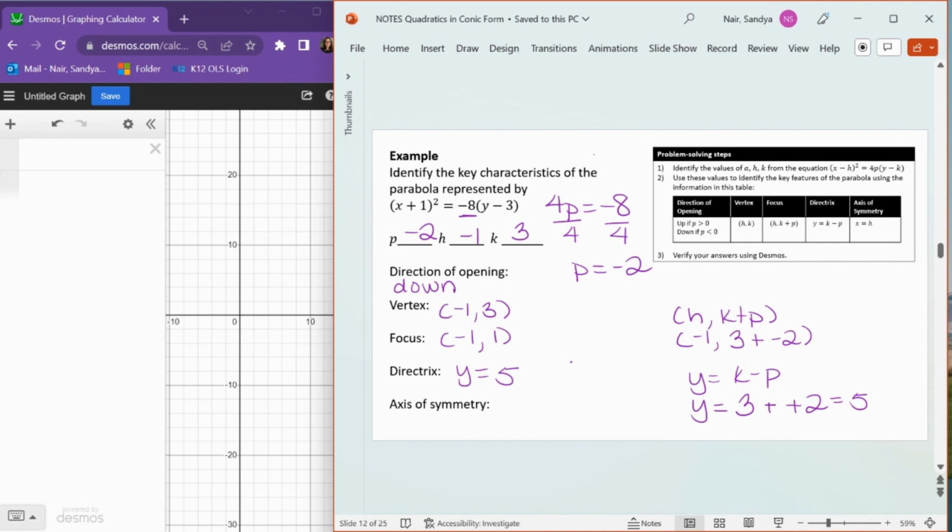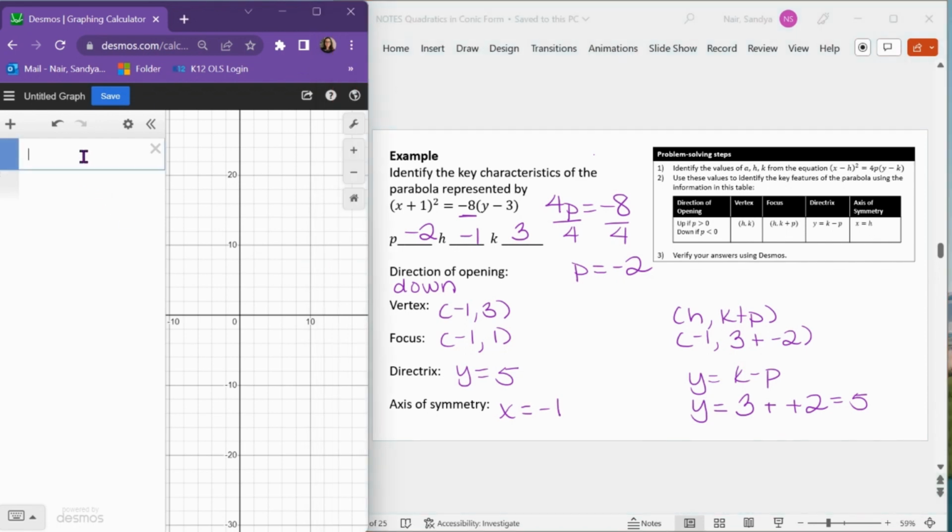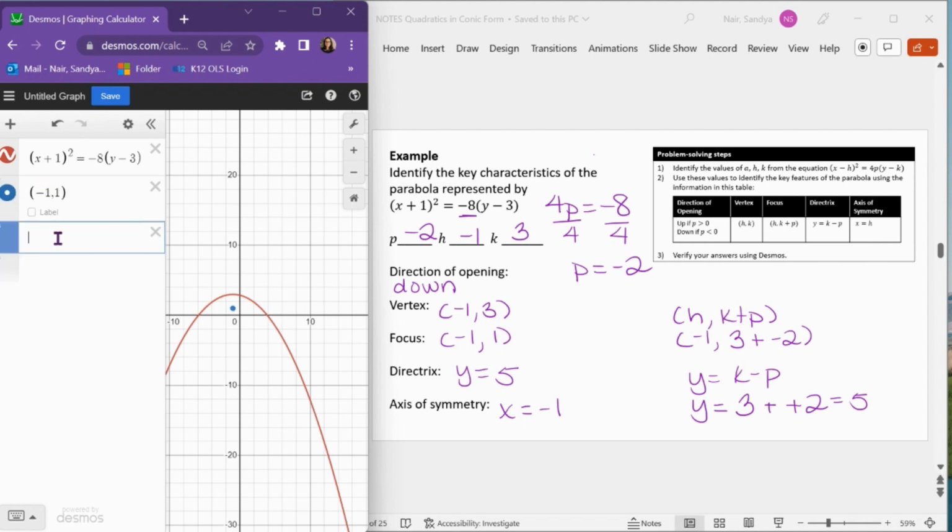The axis of symmetry is going to pass through the vertex, so the x-coordinate of the vertex tells us the axis of symmetry. So that's going to be x equals negative 1. So remember, we can always use graphing and Desmos to verify everything that we've just figured out. So we have (x plus 1) squared equals negative 8 times (y minus 3). If we click on the vertex, it tells us the coordinates. It's at (negative 1, 3). We can see that this parabola does open down. We can also see that the focus is inside the parabola and the directrix is on the opposite side if we do y equals 5.